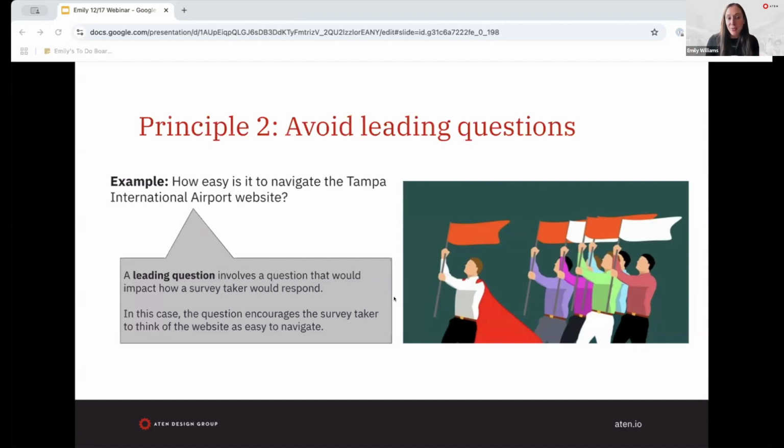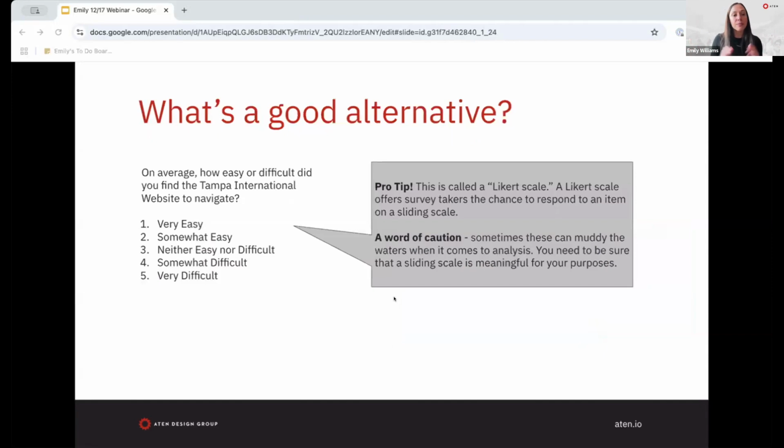It seems like an innocuous question because you can certainly organize the scale of response from not easy to very easy. The problem with this question is that we've primed them to think about the Tampa International Airport website in terms of easiness. And that can unintentionally bias your results in the positive direction. We've sort of nudged them that way. A better alternative might be, and this is a really easy fix, how easy or difficult did you find the Tampa International Airport website to navigate? It's a very subtle fix, but it does eliminate a lot of bias in your responses.